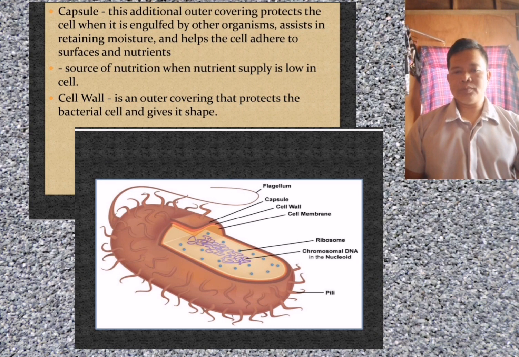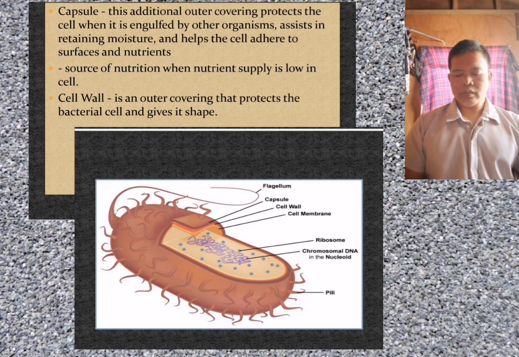The parts of prokaryotic cells, the first one is the capsule. This additional outer covering protects the cell when it is engulfed by other organisms, aids in retaining moisture, and helps the cell adhere to surfaces and nutrients. They are a source of nutrition when nutrient supply is low in the cell.